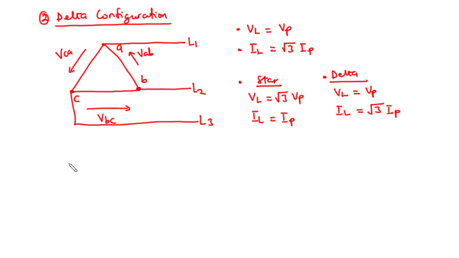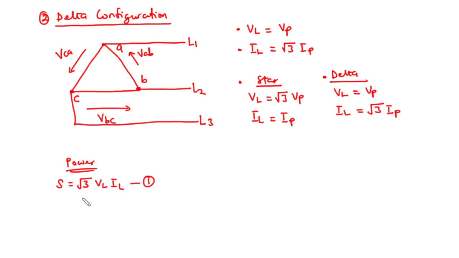Now let's move on to the power relation for the two modes of connections. The total power in a three-phase circuit is the sum of the power in all the three phases, so that in a balanced system, be it delta or star connected, the total apparent power, which is given as S, is equal to √3 times VL times IL. Now let's call this equation 1.